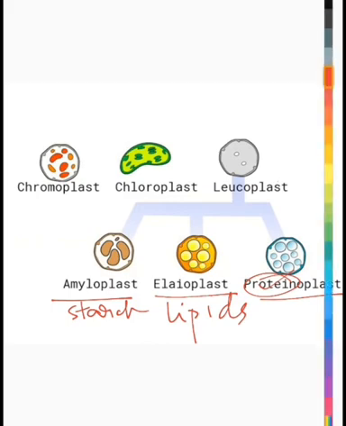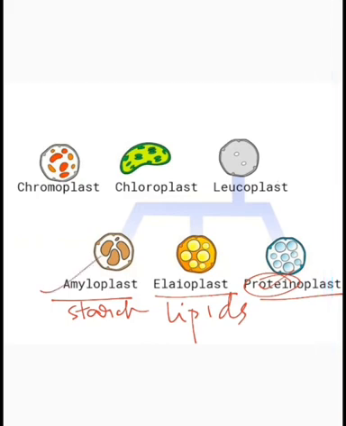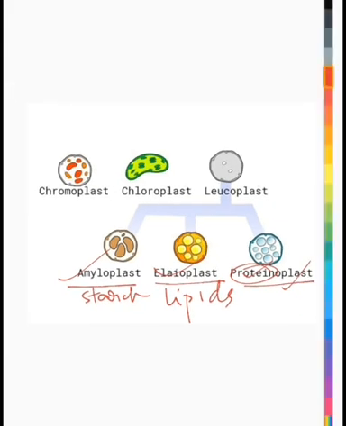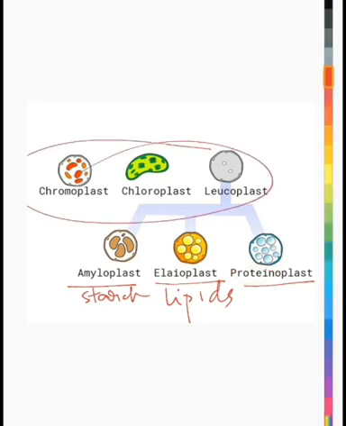So these are the three types of leucoplast: amyloplast, elioplast, and proteinoplast. Their main functions I have discussed, and you all have to learn the differences between these three: chromoplast, chloroplast, and leucoplast. You will find it in your book, and I hope you will have no more problem from this portion.